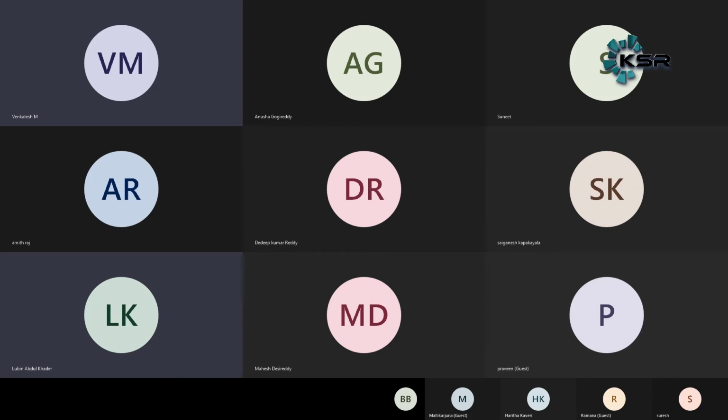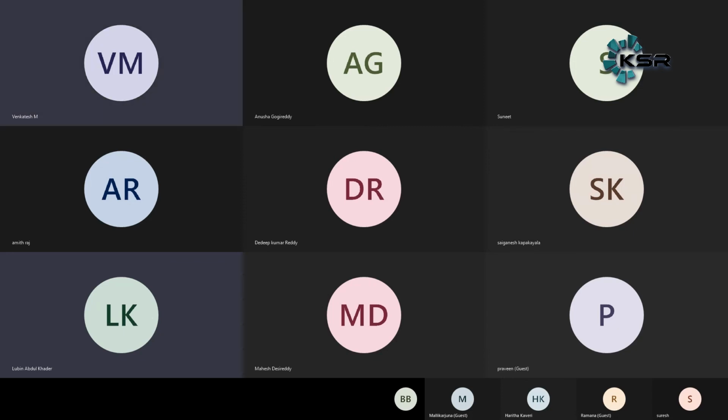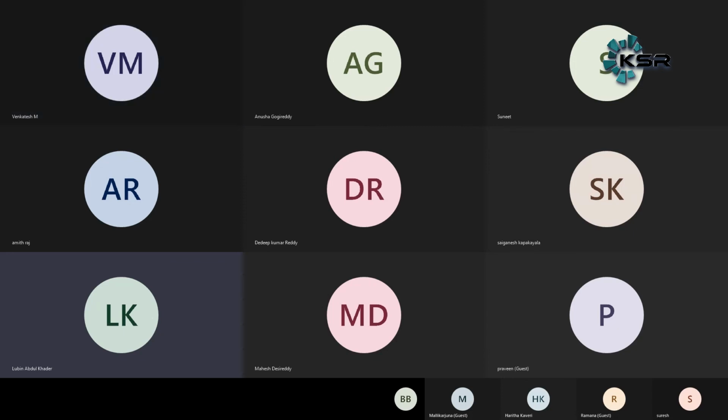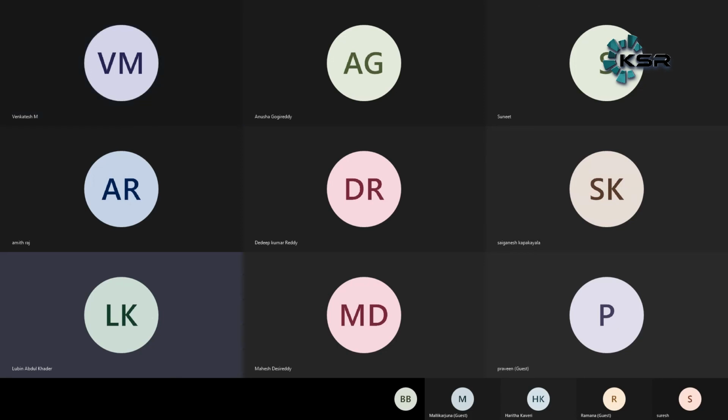Vagrant is mainly used for provisioning a VM automatically, or communicating to a provider, maybe VirtualBox or VMware, any provider. Rather than creating virtual OSes one by one, we use a Vagrantfile to provision a server. So that is for local.